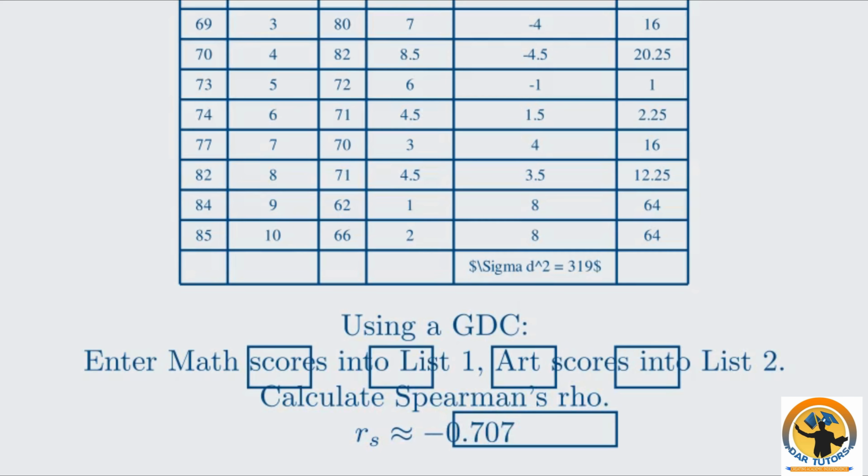This means that, in general, students who scored higher on the math test tended to score lower on the art project. While not a perfect inverse, the trend is quite pronounced. This is a good example of how to use RS to describe a relationship that might not be linear, or in this case, has a negative association.